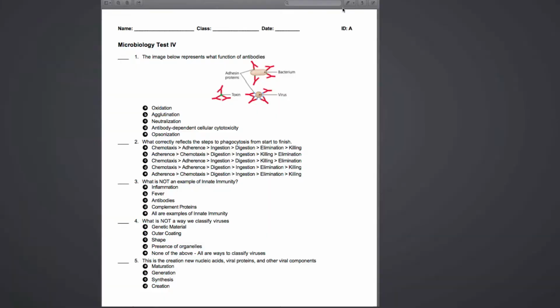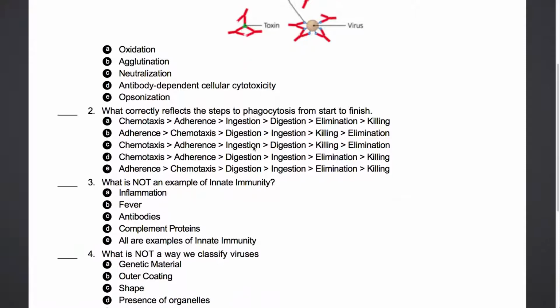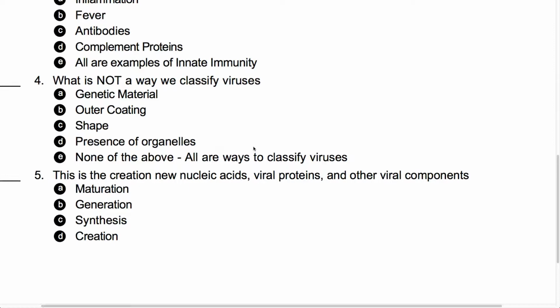All right, so I guess we'll start off here talking about the test. Test 4 has some of the virus questions on it. See what you guys know. What is not a way we classify viruses? The presence of organelles, right?